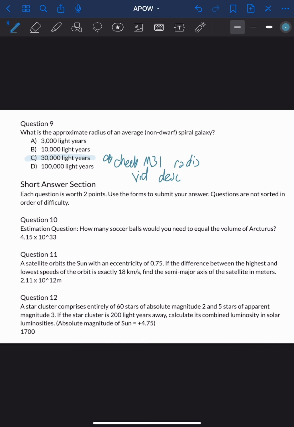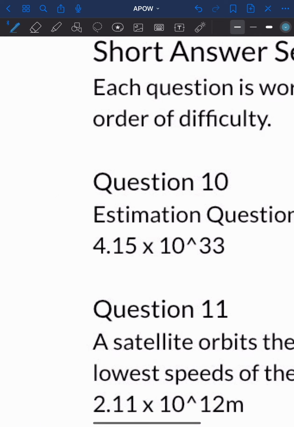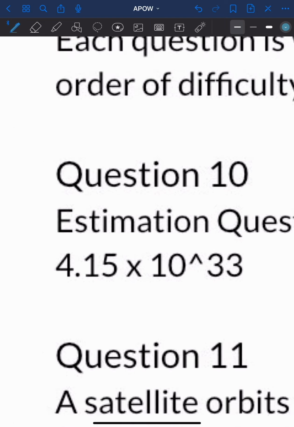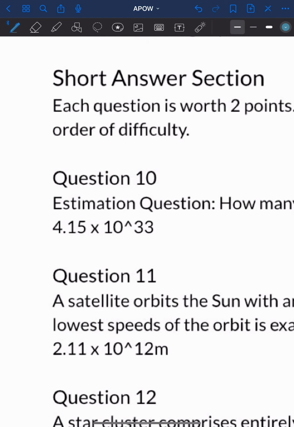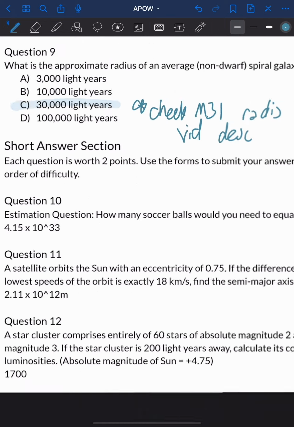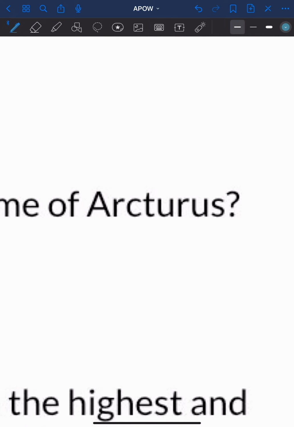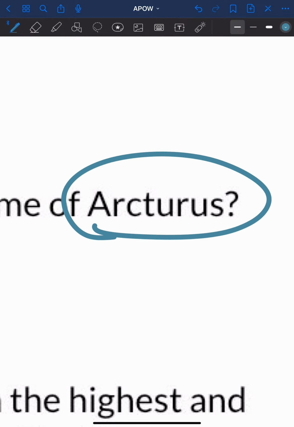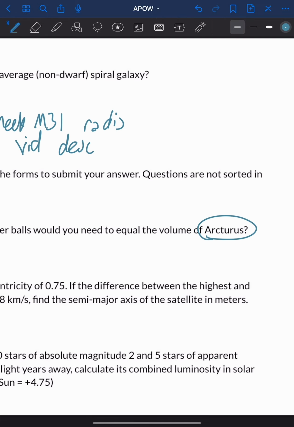And the short answer question, estimation question, not much to say, the answers are all here. I'll be going through how we get the answers though. This one's just, you do math, there's not much I can say. The hard part of estimation questions is on-the-spot estimating, because most people do not really know what is going on with Arcturus.